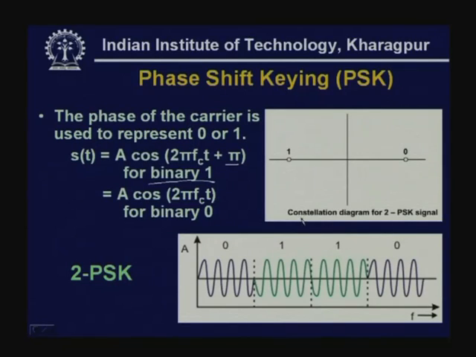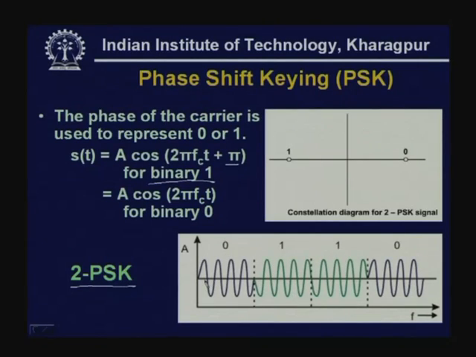So, the constellation diagram or phase state diagram, as it is shown here, shows that corresponding to 0 the phase shift is 0, and for 1 the phase shift is 180 degrees. This is known as 2 PSK, that means 2 phase shift keying, because we are using 2 different phases; that is how we have got this name, 2 PSK. As it is shown here, this is the signal corresponding to 0 and this is the signal corresponding to 1.